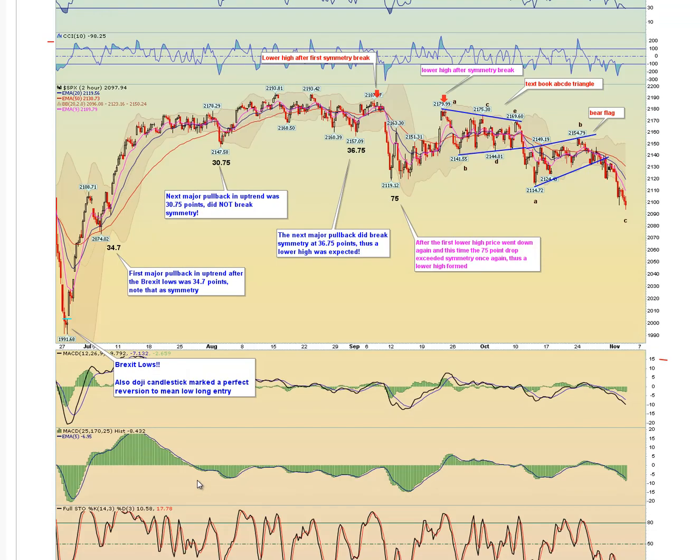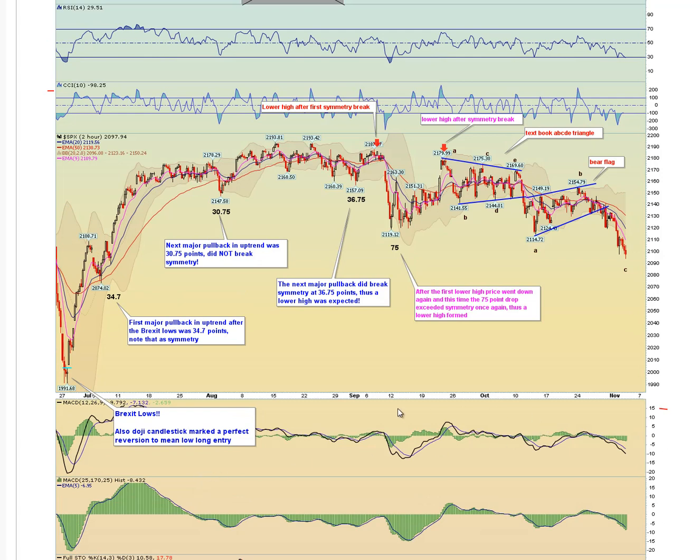By the way, this is back in 2016, during that Brexit low. Remember that? Brexit was in June 2016. The market sold off. Market bottomed here in late June after the Brexit. By the way, you had a beautiful reversion to mean low here off the dojis. But that's not what this is about. This is about symmetry. So you can see then the market had a big rally out of there.